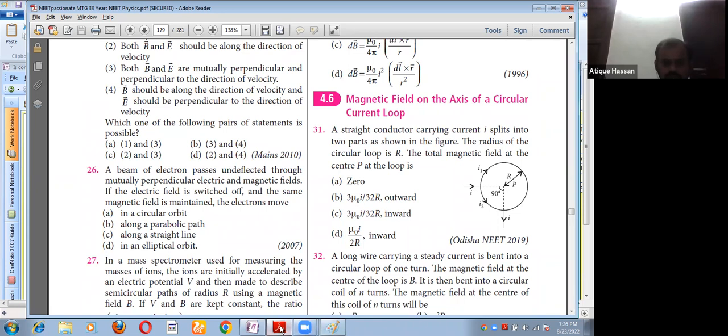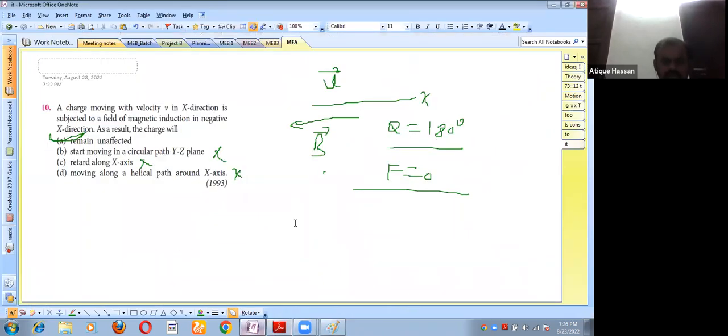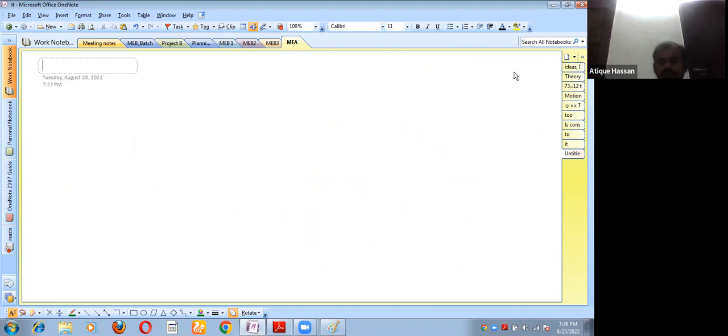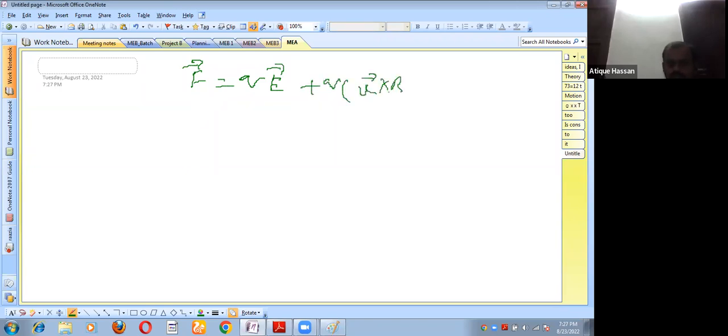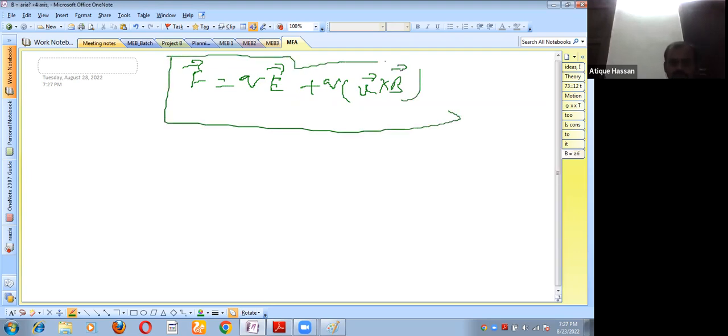Sometimes what happens is we also apply an electric field. So in that case, we have to consider the forces of both the electric field and the magnetic field. Suppose in some cases the electric field is present, so in that case, net force will be F = q(E + v × B). We have to add the electric field force plus the magnetic field force. Right, this is the next thing. We have to add both the forces if the electric field is also present.